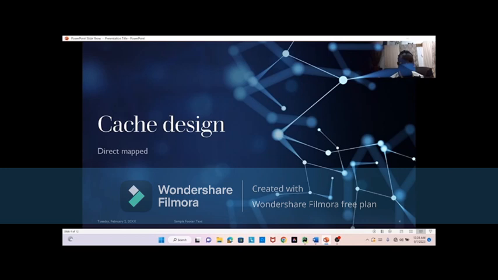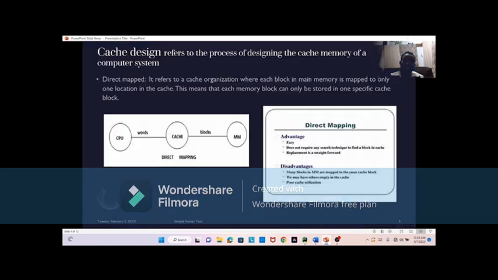We'll move on to the cache design, and under that, we will look at direct mapped. Cache design refers to the process of designing the cache memory of a computer system. Direct mapped refers to a cache organization where each block in main memory is mapped to only one location in the cache. This means that each memory block can be stored in one specific cache block. From the diagram below, we can see the CPU, the cache, and then the main memory.